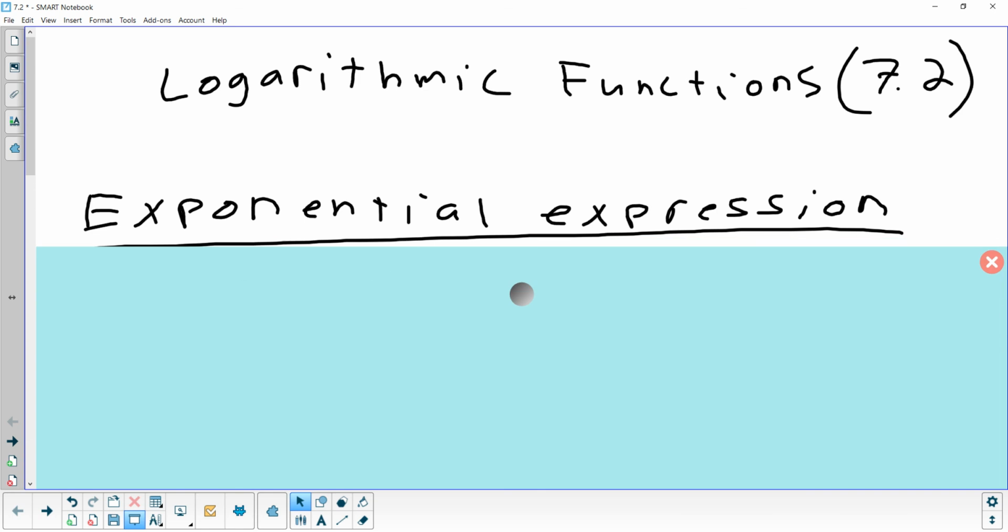All right, so what a logarithm has to do with is it allows you to solve equations that have certain things in them, okay, that you can't necessarily solve with Algebra 1 or Algebra 2. So let's take a look at an example.